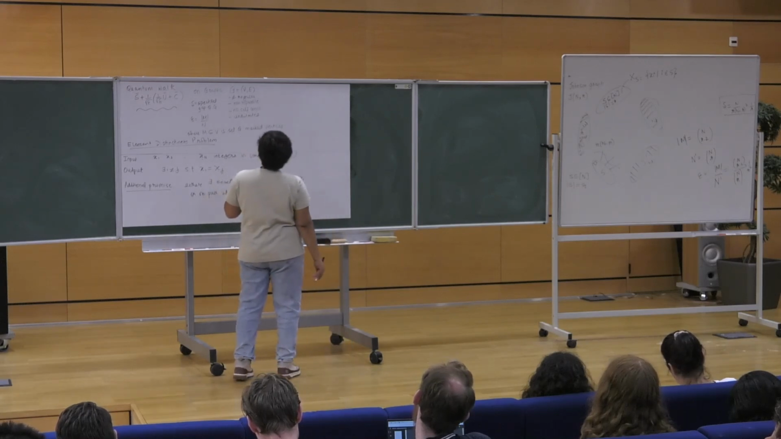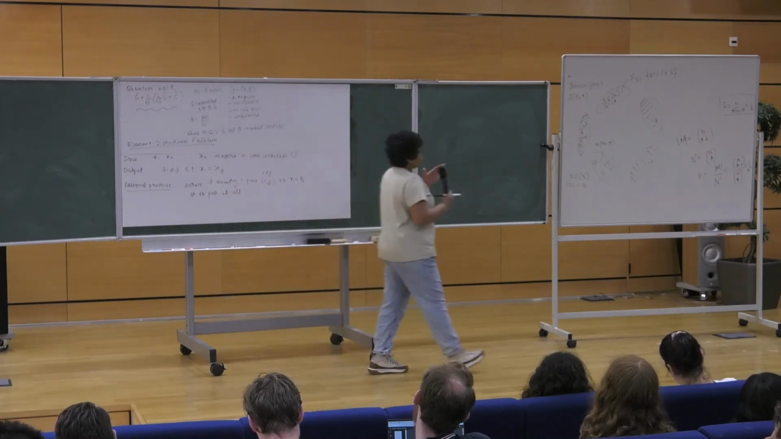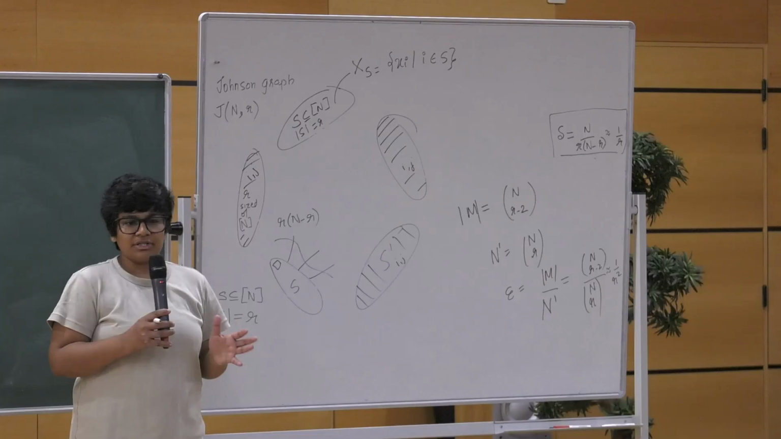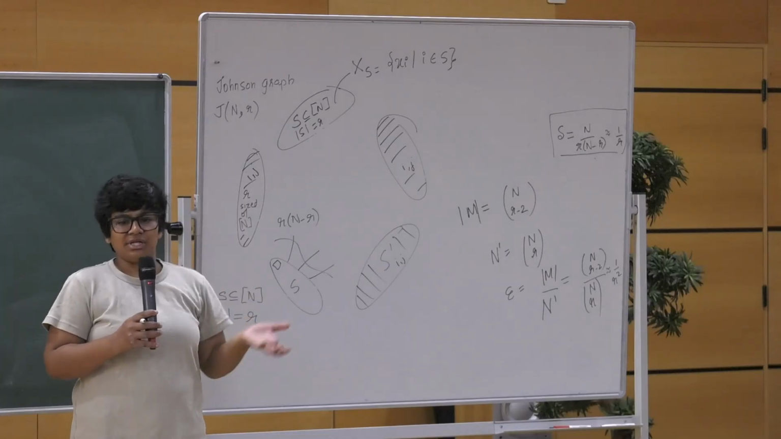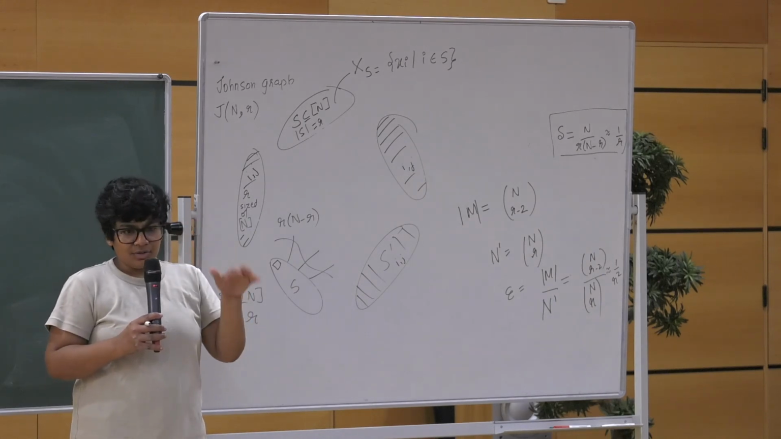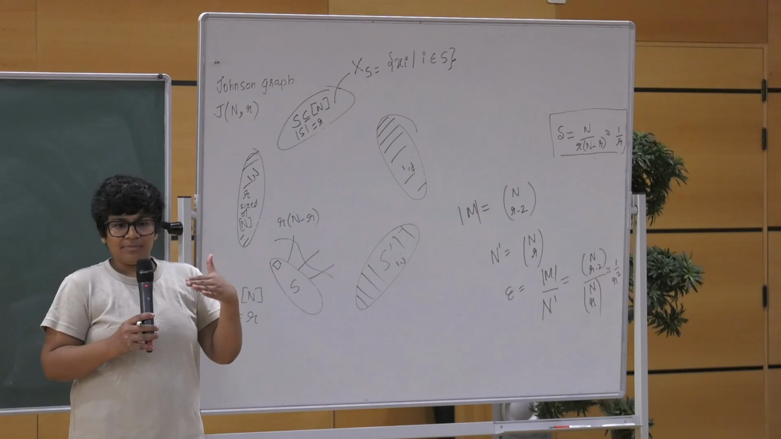Okay, so now setup cost. Remember, in my graph algorithm, what is the thing that I had to set up? I had to set up for every x in my graph a superposition of.